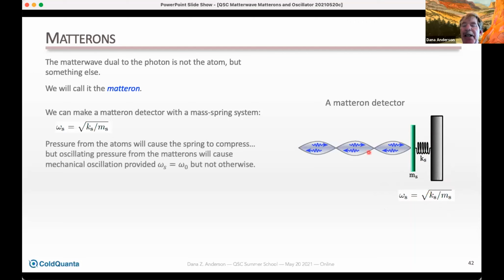This is not an atom detector, and the flow of atoms will simply apply a pressure to this mirror, but not an oscillating potential, which will start to get this thing moving back and forth.